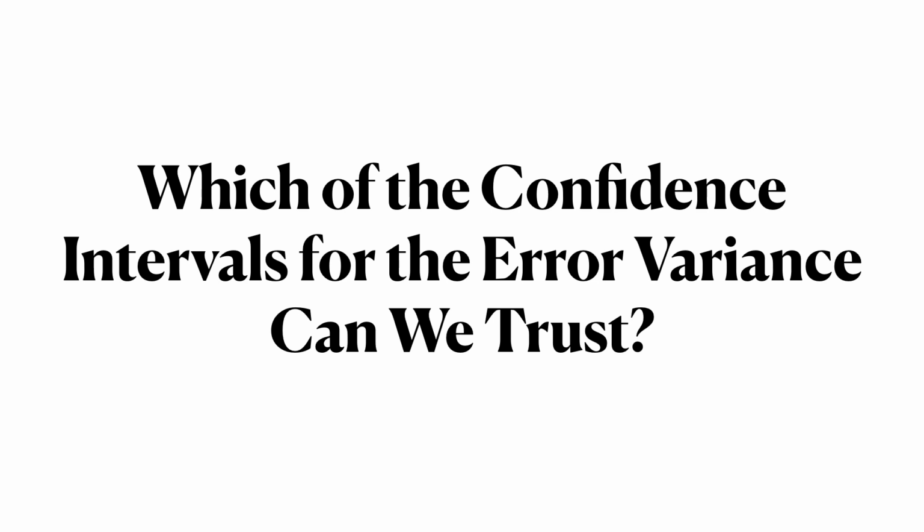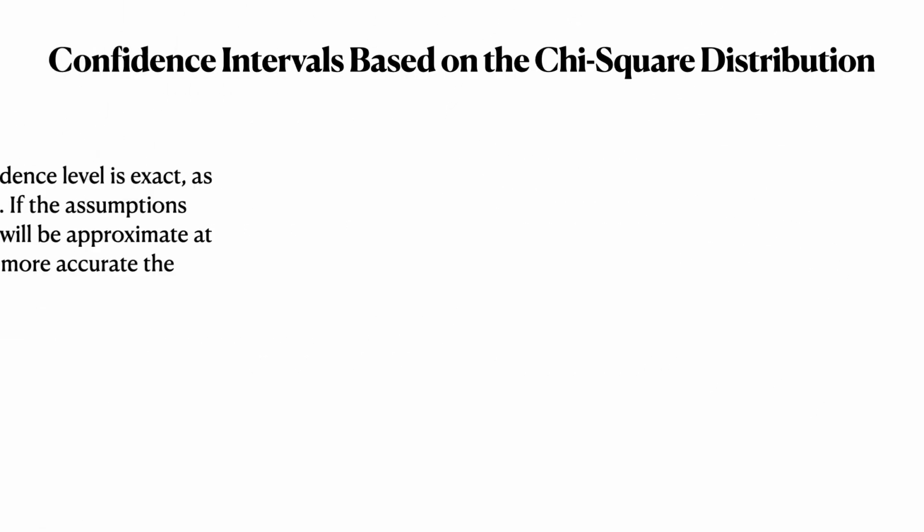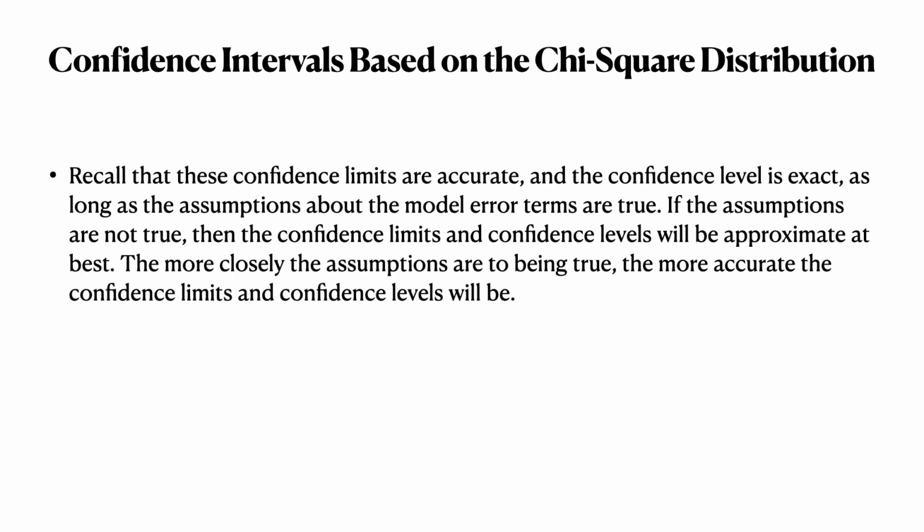So which of the confidence intervals for the error variance can we trust? Regarding the confidence interval based on the chi-square distribution, recall that these confidence limits are accurate and the confidence level is exact, as long as the assumptions about the model error terms are true. If the assumptions are not true, then the confidence limits and confidence levels will be approximate at best. The more closely the assumptions are to being met, the more accurate the confidence limits and confidence levels will be.